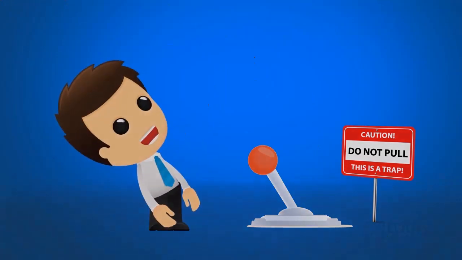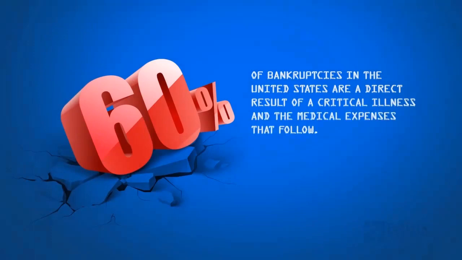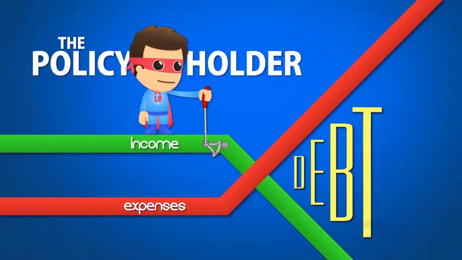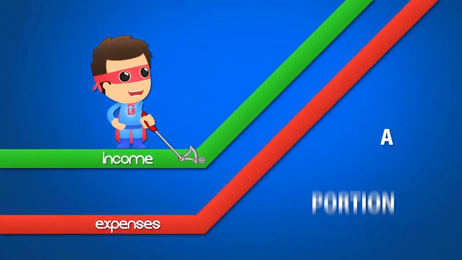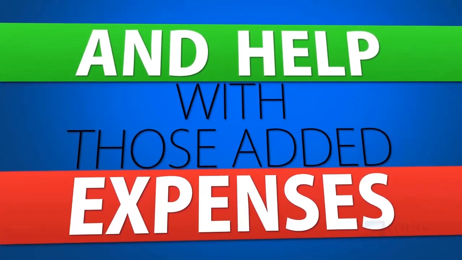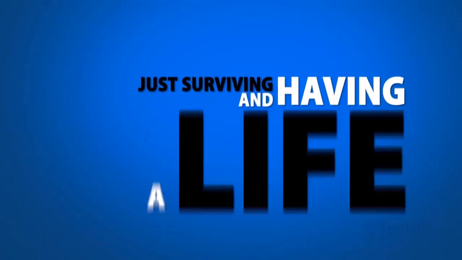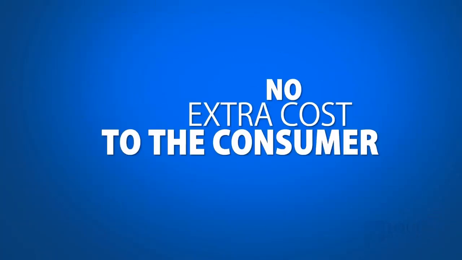This is the exact trap that so many Americans are falling into every single day. In fact, 60% of all bankruptcies that occur in the U.S. are the direct result of a critical illness and the medical expenses that follow. With living benefits, the policyholder has the option to accelerate a portion of their death benefit to replace their income and help with those added expenses. These benefits are the difference between just surviving the illness and having a life afterwards. And the best part is, they come at no extra cost to the consumer.